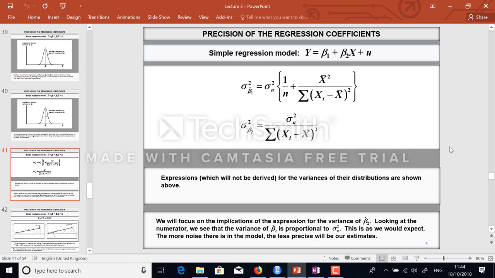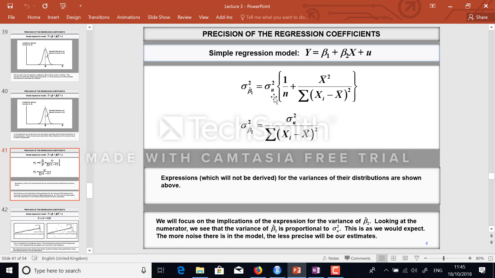Our focus should really be on beta 2. Beta 2 is the slope. Beta 1 here is the intercept. Usually we do not calculate the intercept standard deviations and we are not interested in them. In any case, look at this. The variation is larger if the variation of u gets larger. So the variance of beta 1 is proportional to the variance of u's.